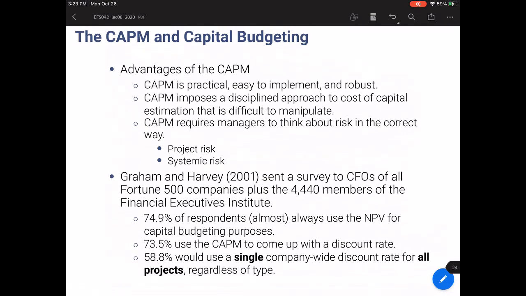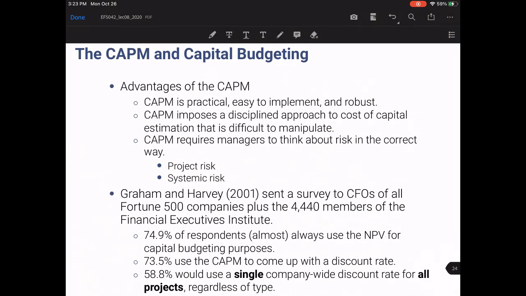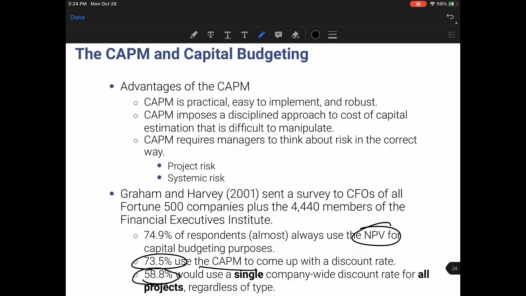Some empirics before we conclude this lecture: Graham and Harvey in 2001 conducted a survey of CFOs for all Fortune 500 companies, and found that for the most part, people always use NPV for capital budgeting purposes, and they use CAPM. Most of them, at least 3/4 of them, use CAPM to come up with a discount rate. But there is something problematic here: only about 40% of the people use multiple discount rates to discount projects, but most of them actually only use a single company-wide discount rate.